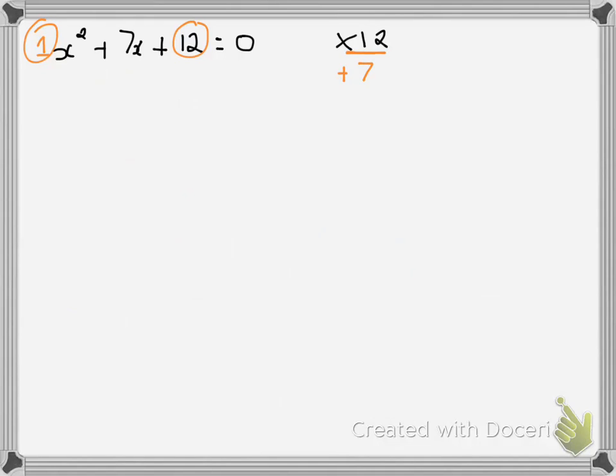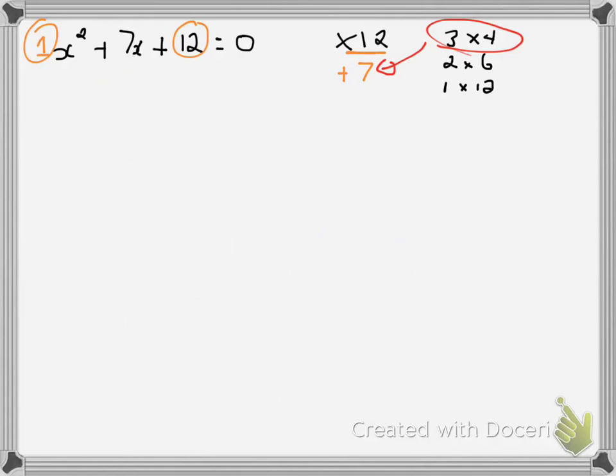Well, what do we really have? 3 times 4, 2 times 6, 1 times 12. They are the only three combinations of numbers that multiply to give you 12, and I think it's going to be pretty obvious to you and me. The two numbers, 3 and 4, will add up to give you 7.